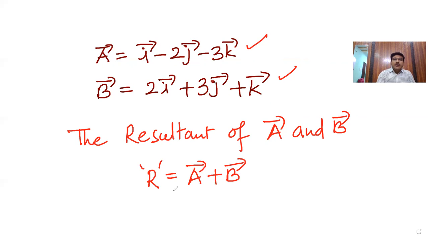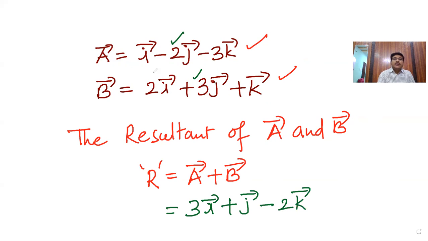If I add A bar and B bar, I plus 2i, 3 directly I am adding, 3i bar; minus 2j plus 3j, so it becomes j bar; minus 3k plus k, minus 2k bar. Observe carefully. I am adding 2i plus 3i, minus 2j plus 3j, plus j, minus 3k plus k, minus 2. This is the resultant vector.